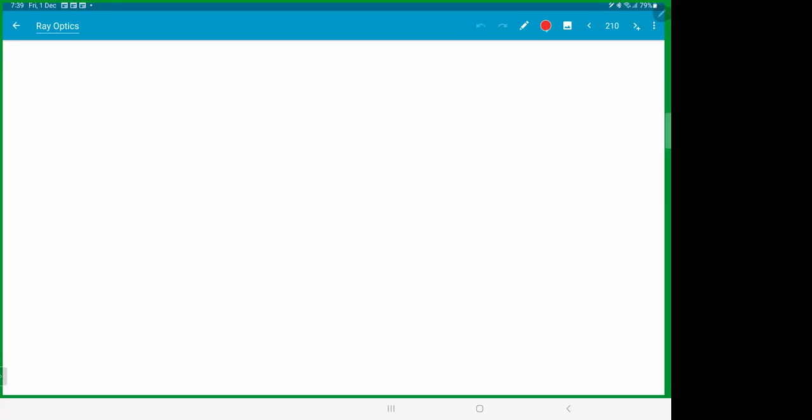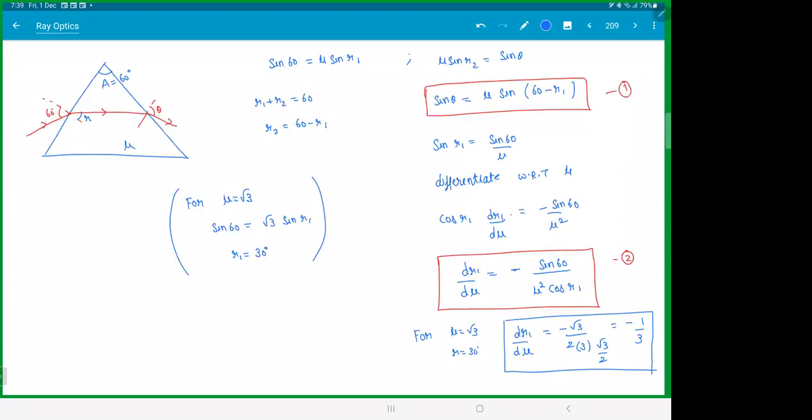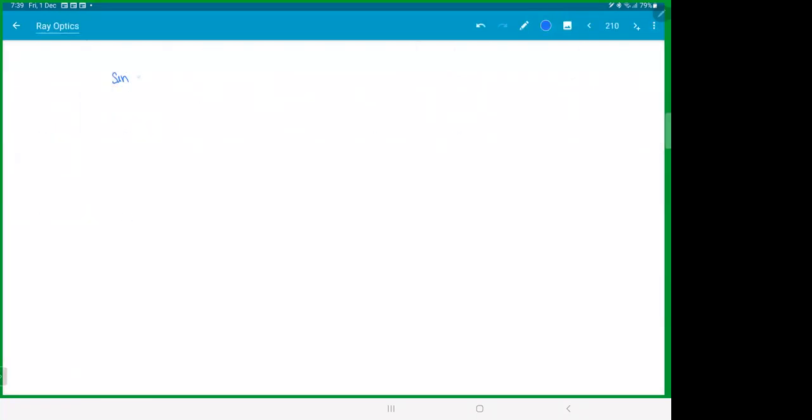No. Next page. From equation 1, sine theta is mu sine 60 minus R1. So the question asked me to find d theta by d mu. So differentiate with mu. This guy will be cos theta, d theta by d mu. There, that is what I wanted, d theta by d mu.